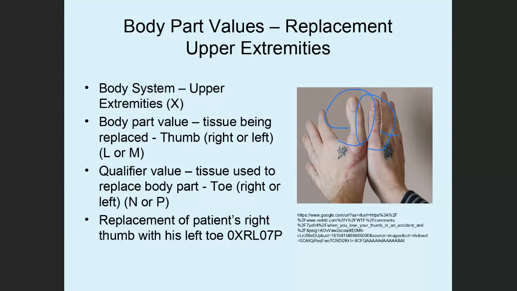That's the qualifier. Replacement of patient's right thumb with his left toe, 0XRL07P. So the tissue being replaced is the thumb, being replaced by the toe. That's the qualifier.